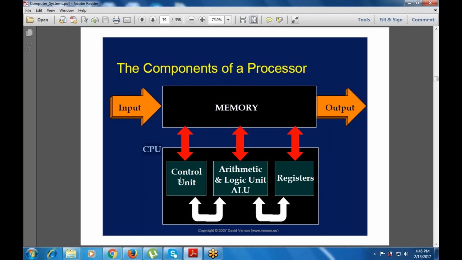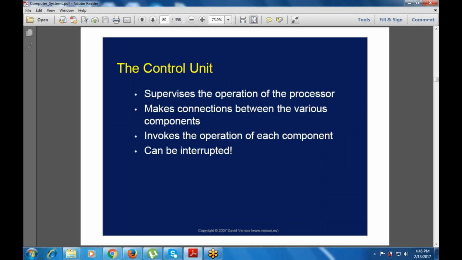Then registers, that is used for the storage purpose. So one is input, then memory, then output. This is the CPU: the control unit, the arithmetic logical unit, and the registers. So if you see this processing, this is the input, this is the output, this is the memory, this is the control unit. Now, let's see what a control unit is.